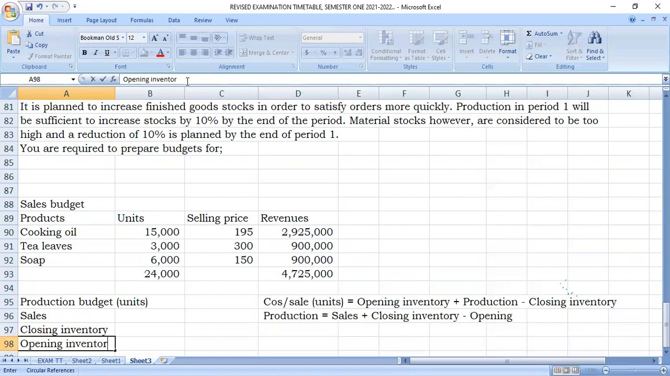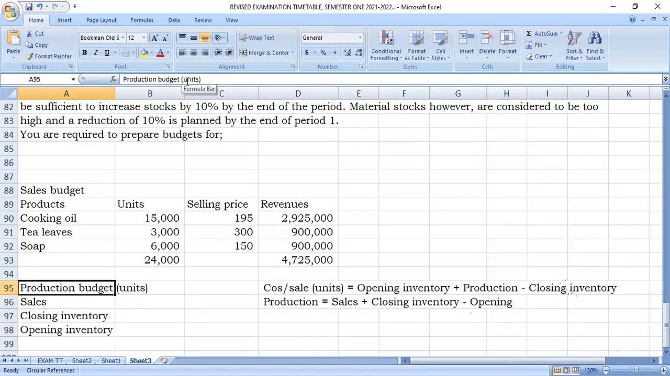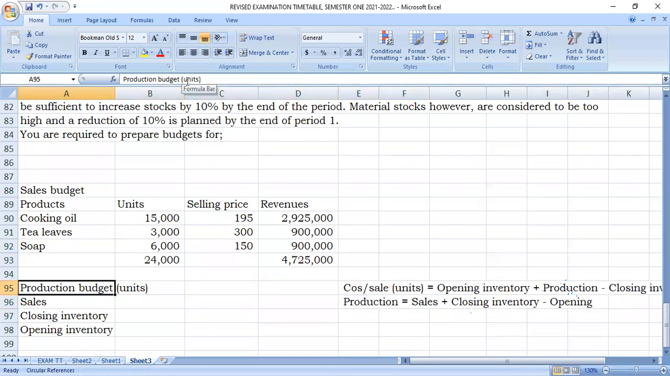And I must be specific. These are finished goods, what you produced. So we have several products. We have cooking oil, tea leaves, and soap. So I'll bring those here. I'll say cooking oil, then I'll say my soap.